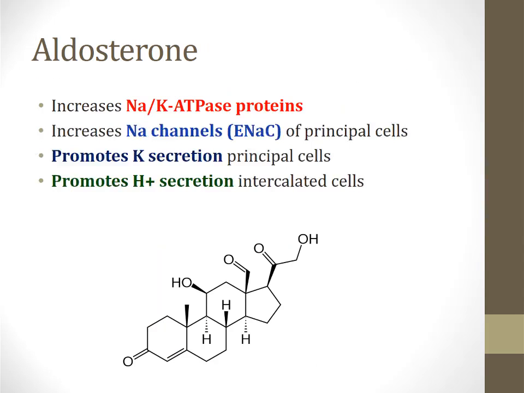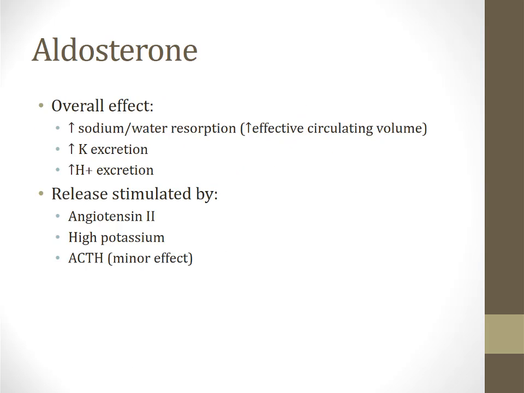And I've summarized these points here. It increases the sodium potassium ATPase proteins and their activity. It increases the number of ENaC sodium channels. ENaC stands for epithelial sodium channels. These are the sodium channels found on principal cells. Aldosterone also promotes potassium secretion from principal cells and hydrogen ion secretion from intercalated cells. The overall effects are summarized here.